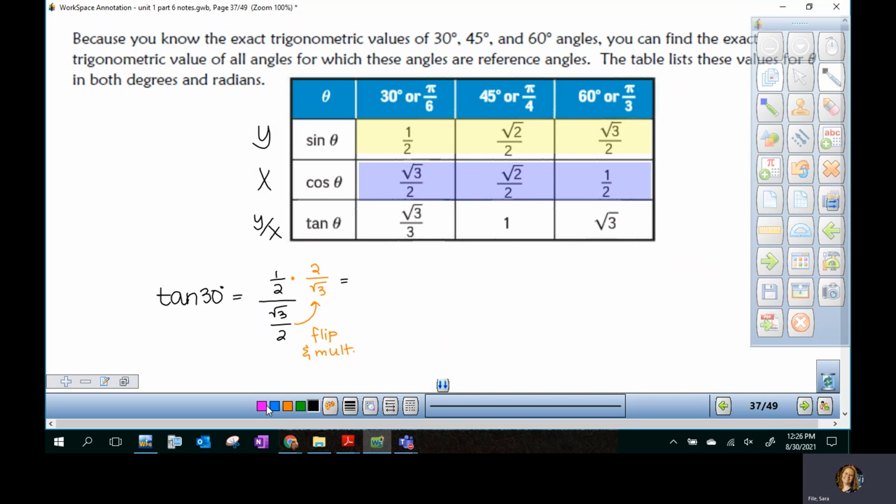Well, actually, we don't even have to write those out. What's going to happen to the 2's? Yeah, they're going to cancel each other out. You got a 2 in the denominator and a 2 in the numerator. So it's just going to come out to 1 over root 3.